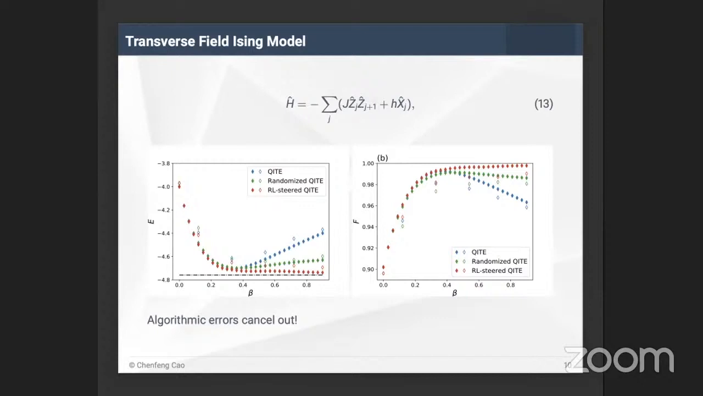And in our method, the reinforcement learning steered QIT, this model outperforms the previous two significantly for all beta values. As you can see, algorithmic error cancels out in this path because the fidelity between the output state and the ground state grows constantly and the energy decreases constantly. There is no error accumulation here. Yeah, the reinforcement learning agent can find the optimal path, a very subtle path.